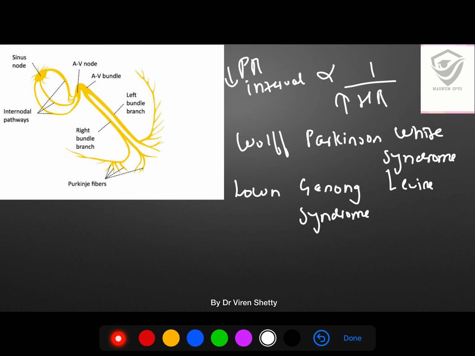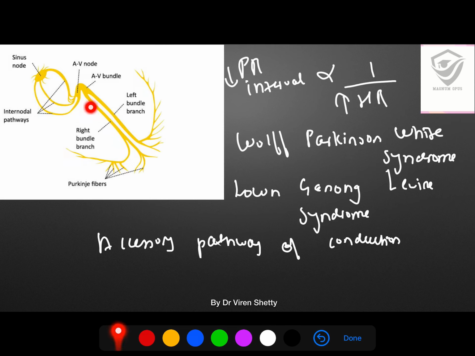Both these conditions have an accessory pathway of conduction present. This is the normal conduction pathway, where the impulse generates from the SA node, then goes to the AV node, then goes to the right bundle and left bundle. But in these two conditions, there is an accessory pathway. That means there is an extra pathway other than the normal pathway. That is why they have an increased heart rate and a short PR interval.